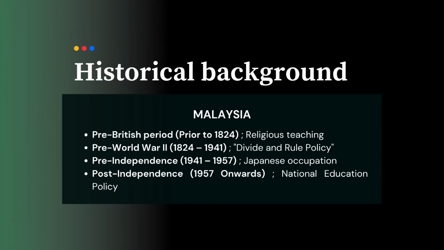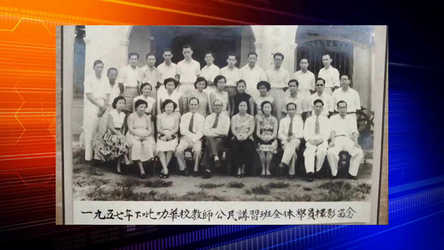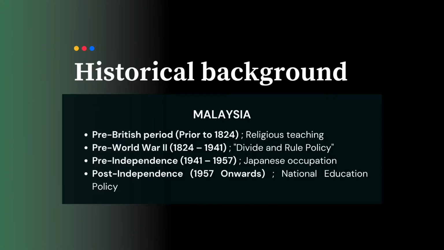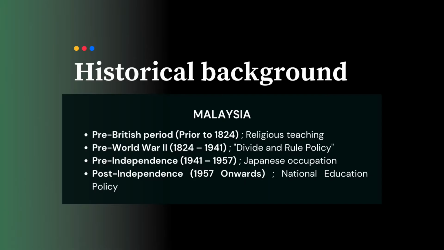In the pre-World War II period, the education administrations in the Malay Peninsula were based on the colonial policy called the divide and rule policy. So schools were divided into four mediums according to language: Malay medium schools, Chinese medium schools, Tamil medium schools, and English medium schools. Meanwhile, in the pre-independence period, the Japanese military abolished Chinese and English schools and replaced them with Japanese schools. Government, Tamil, and Malay schools were ordered to add Japanese orientation into the curriculum.